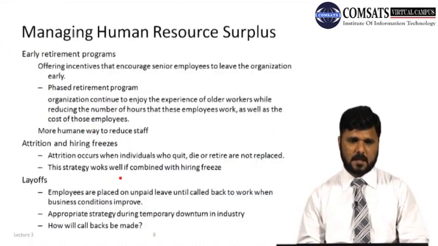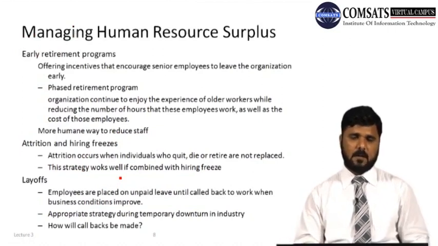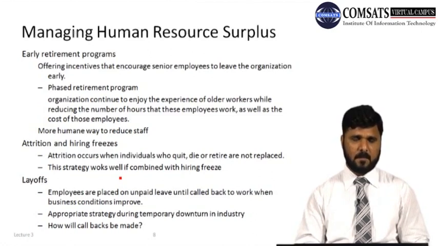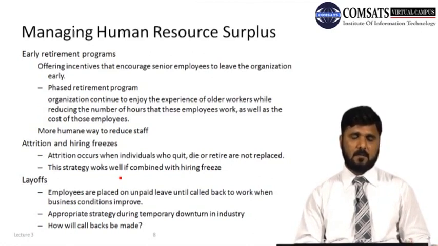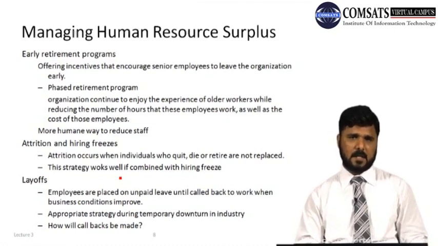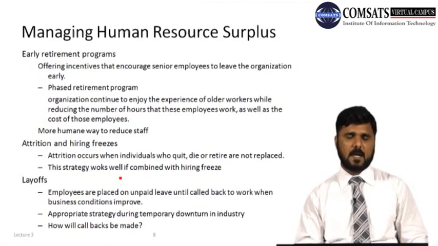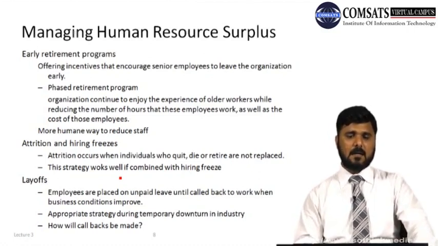What is the next strategy? This is the early retirement program. Organizations may reduce their workforce by going through an early retirement program. We have actually seen these programs in our environment. Different banks have gone for a golden handshake. All these golden handshake or voluntary separation schemes are early retirement programs. Here the organization offers incentives that encourage senior employees to leave the organization early.